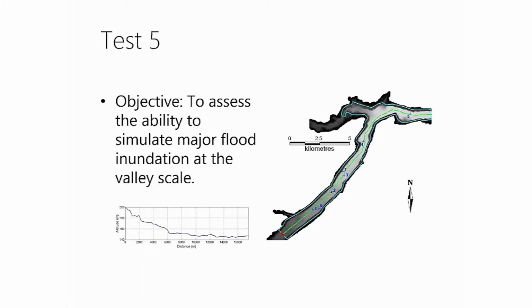Okay, moving on to test 5. Test 5 was more of a valley scale model. It was an actual DEM from an undisclosed location, and the objective was to assess the ability to simulate major flood inundation at the valley scale. And I have a second screenshot there showing the profile of the elevations along that channel, shown in the dashed green line on the DEM there in that figure on the right.